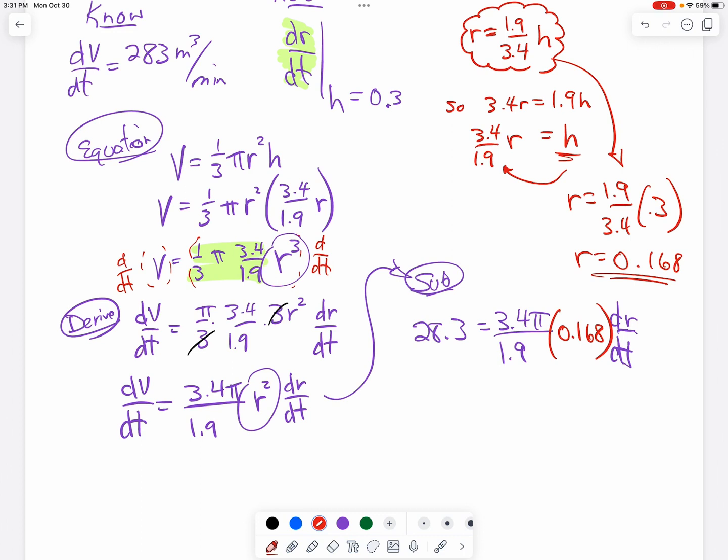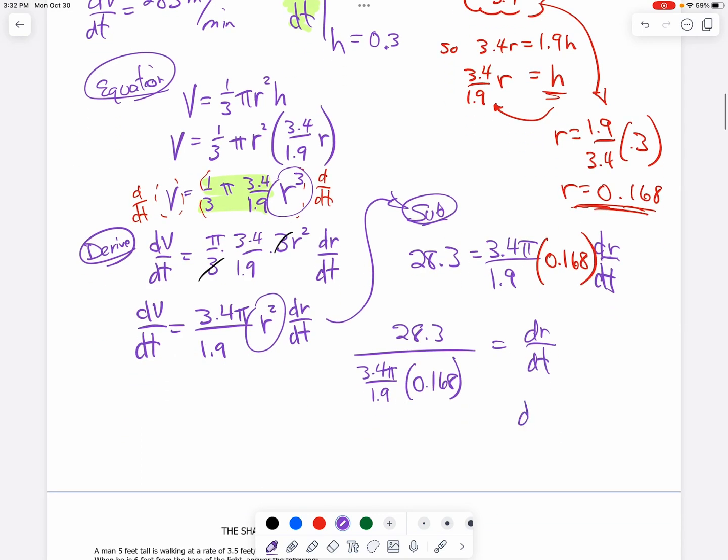That is at the certain instant where the depth of the water is 0.3. By similar triangles, you know that the radius is going to be 19/34 of it, right? Or 34/19 of it. R is always smaller than h, so it will be 19/34 of it, 0.168. All that comes out to be, let's see, we'll clean it up, 28.3. We can put this all into our graphing calculator. 28.3 divided by 3.4 pi. This is looking, I would love to clean this up a little bit more, 0.168. Whatever you get on the right side is dr dt.